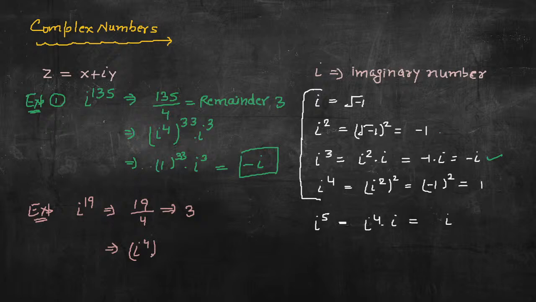Iota raised to power 4 and power having 4 4s are 16 into iota raised to power 3. See guys, 4 4s are 16 and 16 plus 3 is 19. So it will become iota raised to power 19. So iota raised to power 4 becomes 1, and iota raised to power 3 will become minus of iota.